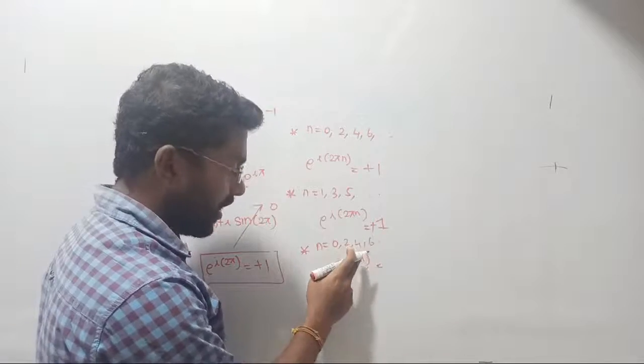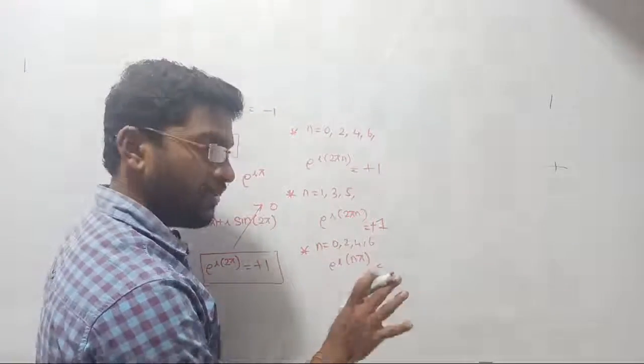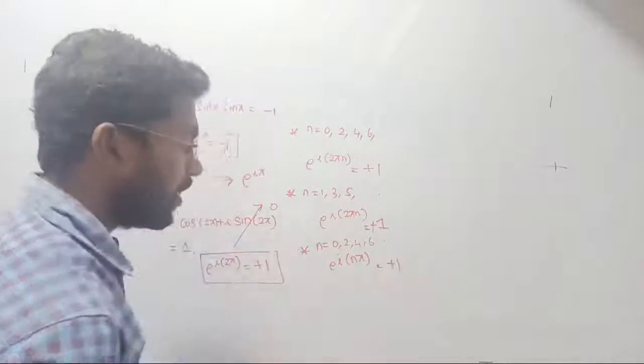Again if I consider 4 pi, correct, 6 pi, the same relation you are going to get. Yes, we are always going to get plus 1 here.